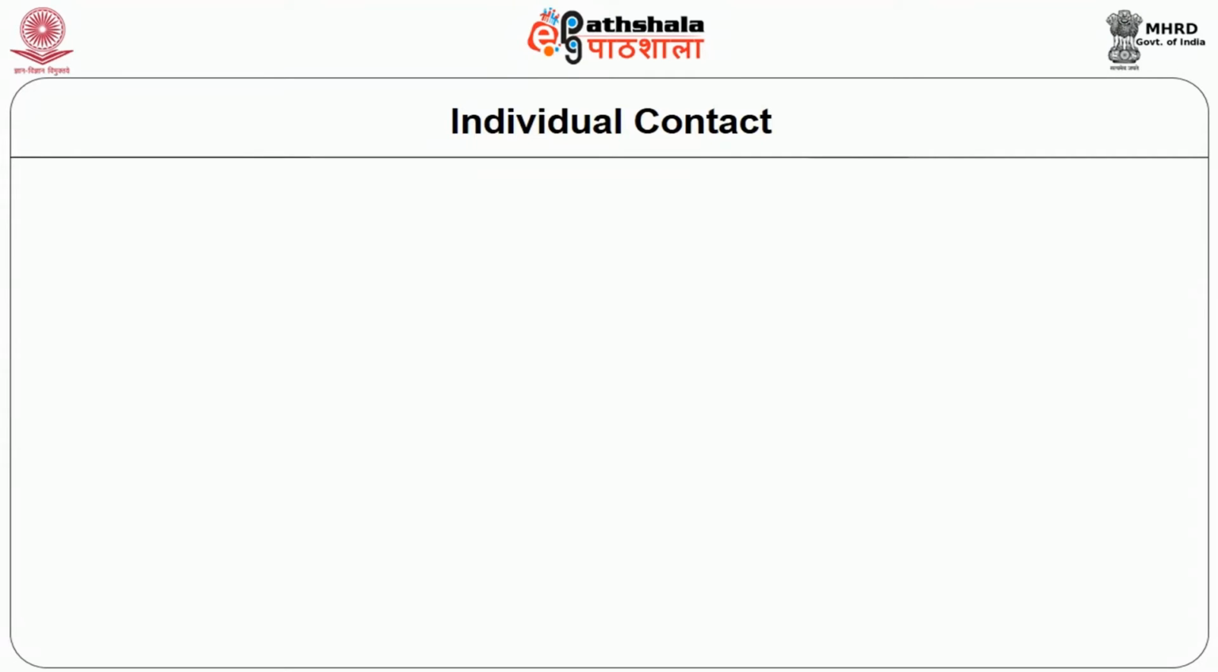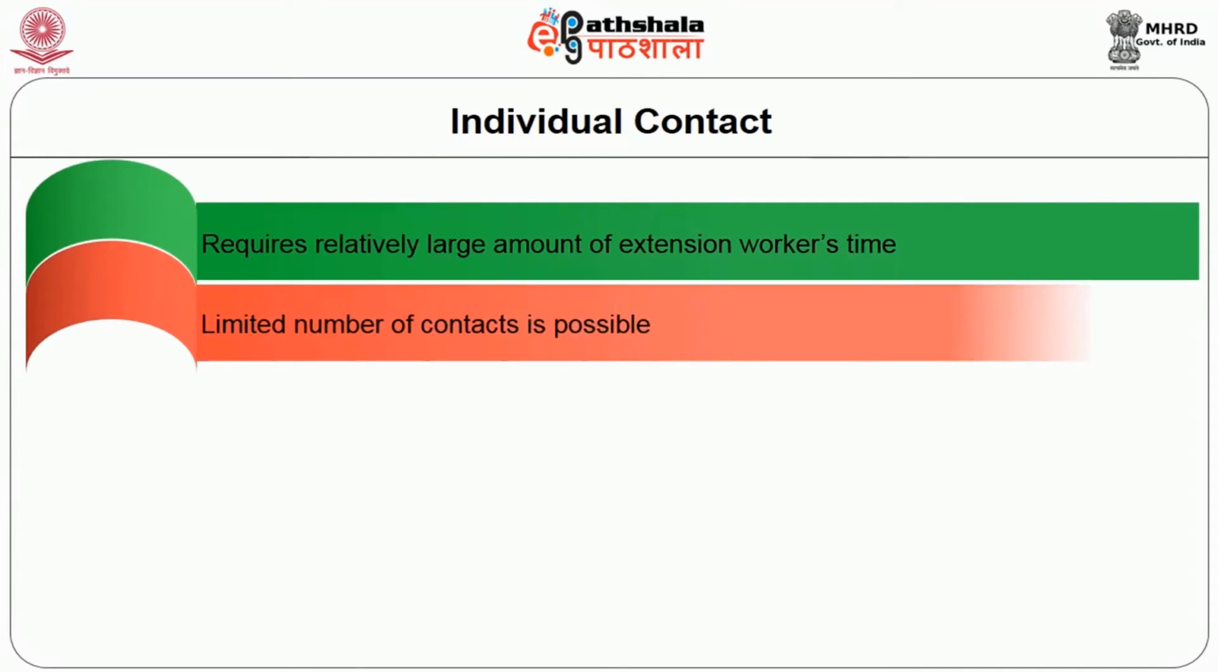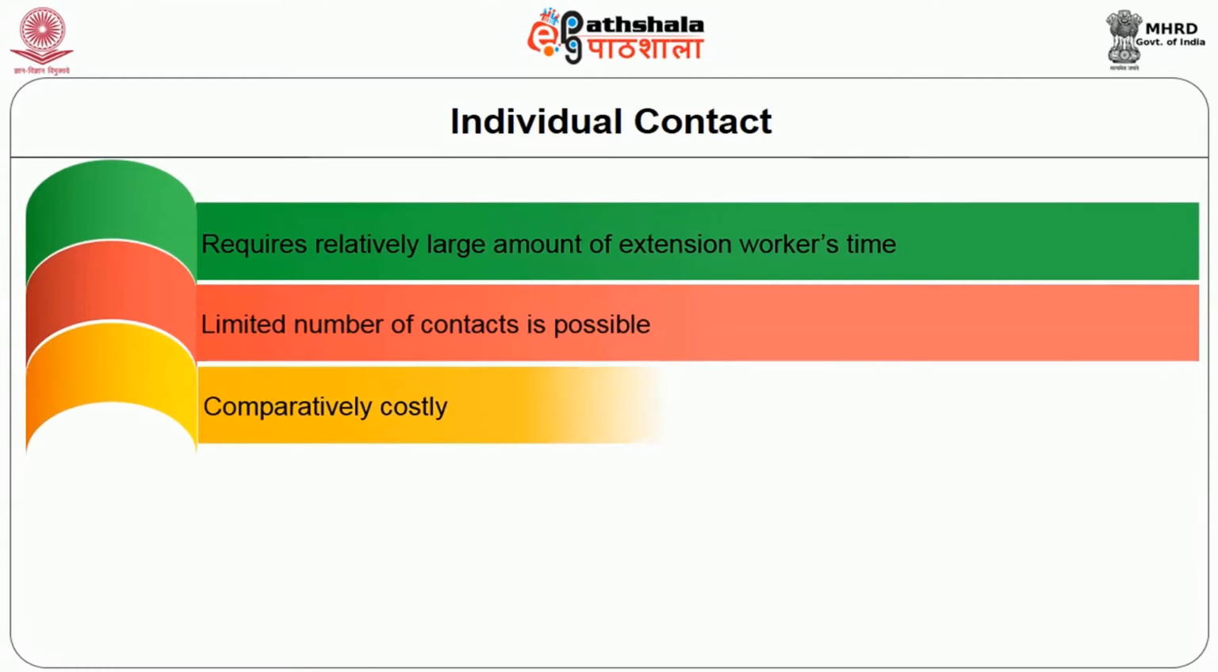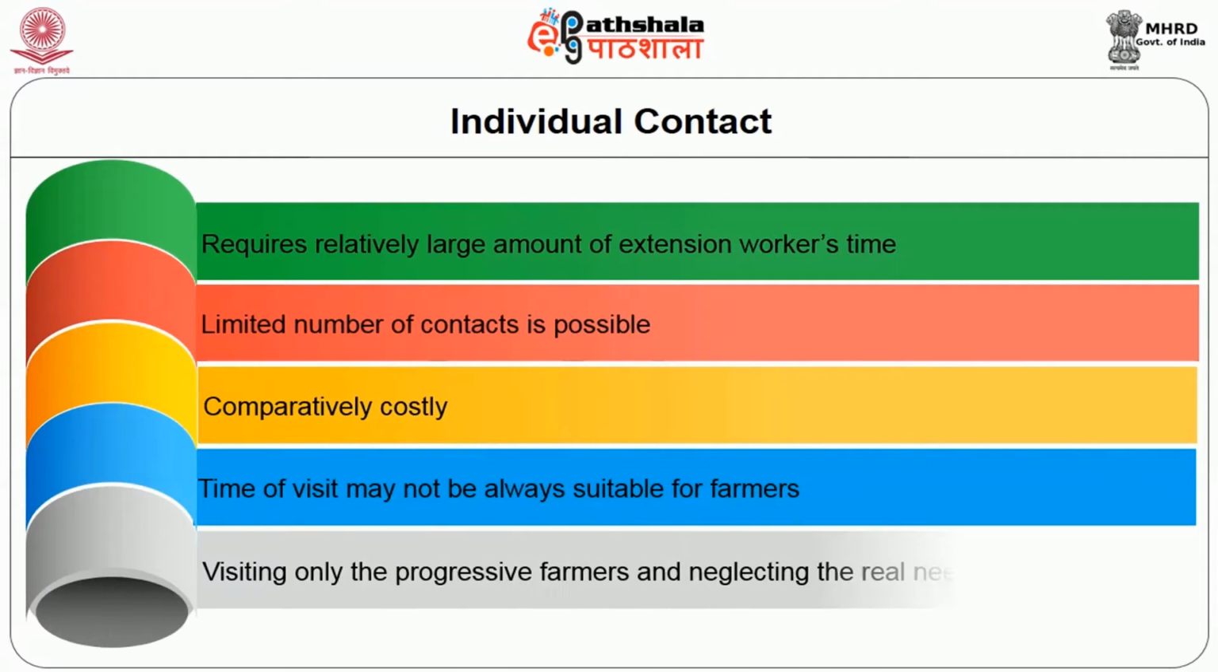Any extension teaching method will have limitations, strengths as well as weaknesses. So, this farm and home visit also has some limitations. It requires a relatively large amount of the extension worker's time. Only a limited number of contacts is possible for the extension worker. It is comparatively costly. The time of visit may not always be suitable for farmers. Visiting only the progressive farmers and neglecting the really needy farmers is possible. So, these are the weaknesses.